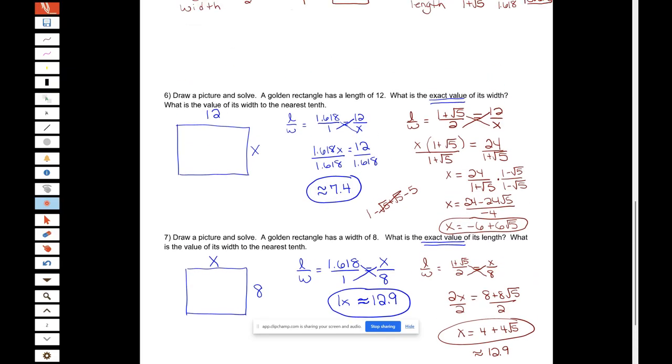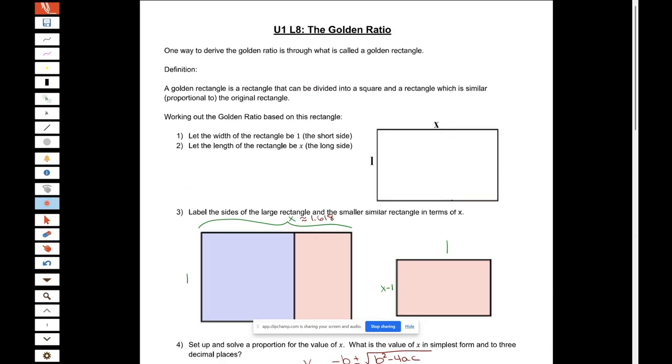All right, so that is the end of this lesson on golden rectangles. We will be reviewing soon for our summative, and the next lesson will be the beginning of Unit 2.